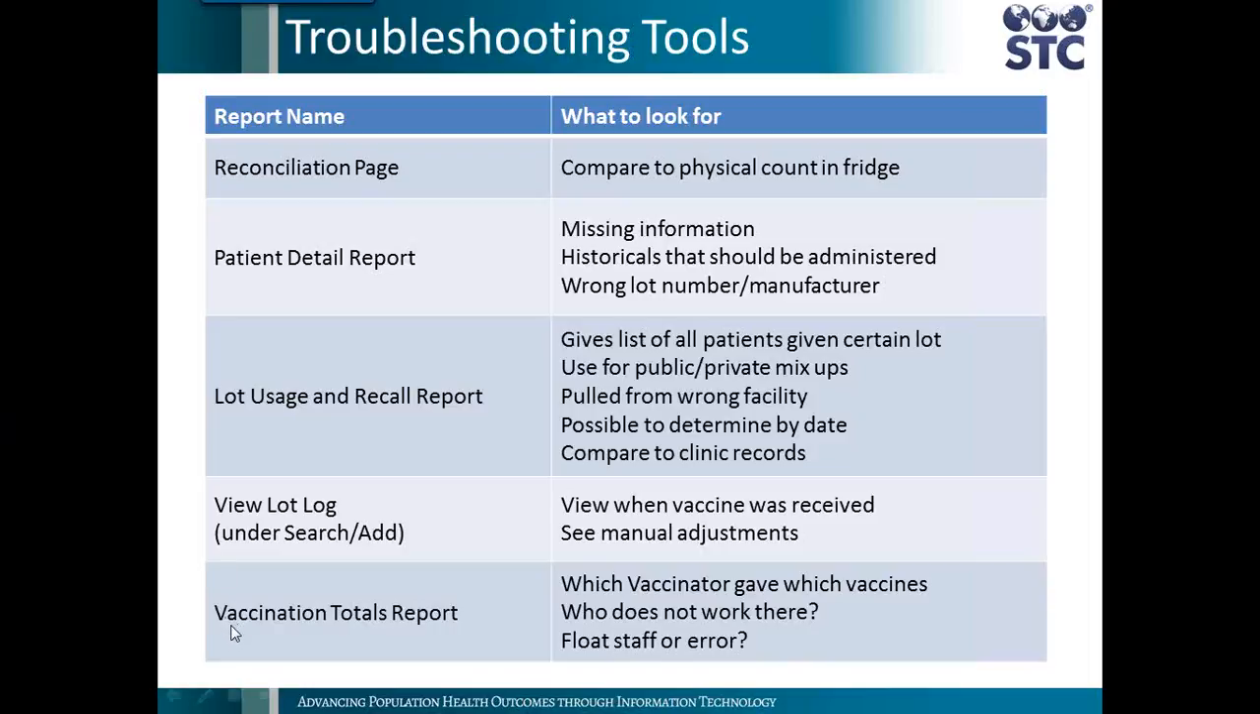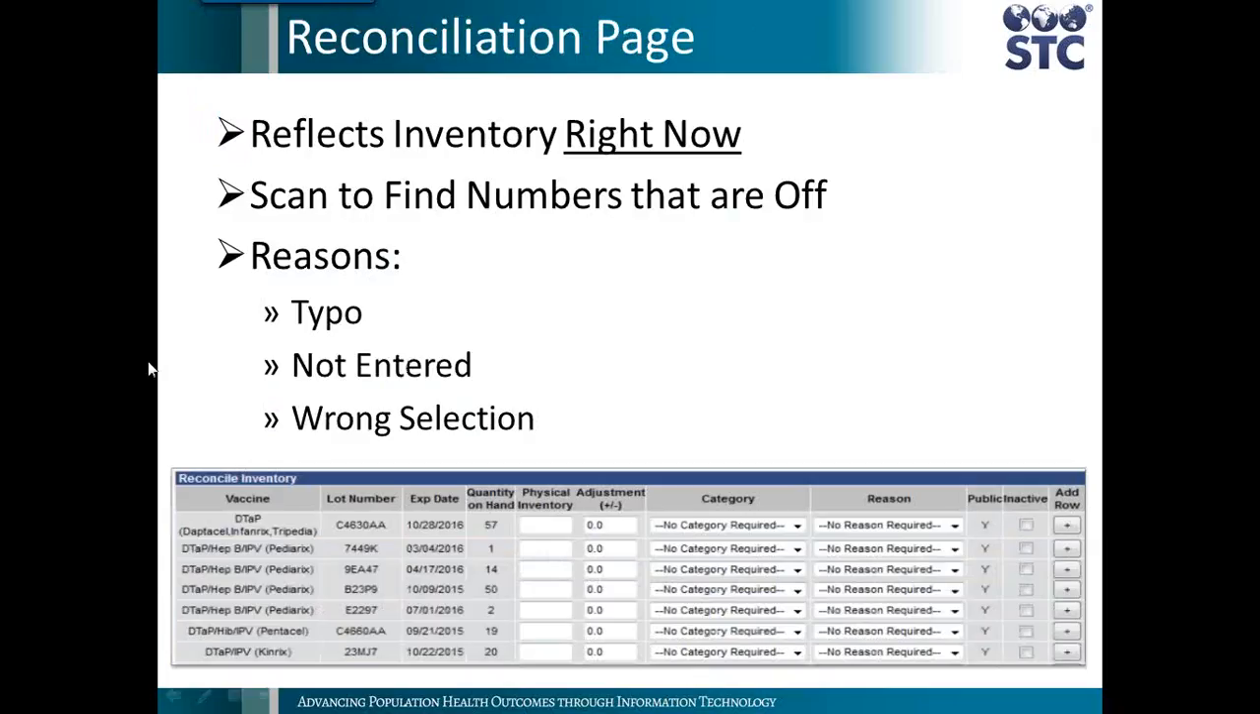And then last, there's a vaccination totals report. Some clinics like to run this. A lot of times they'll do it by vaccinator. So which vaccinator gave which vaccines, and this can be used to catch if there's float staff errors as well. So we'll just run through kind of a view of what each of these look like.